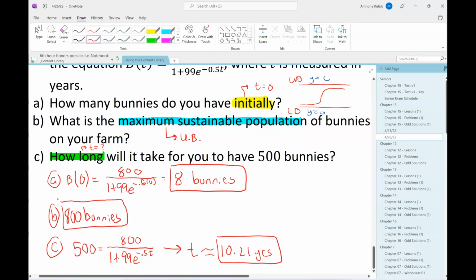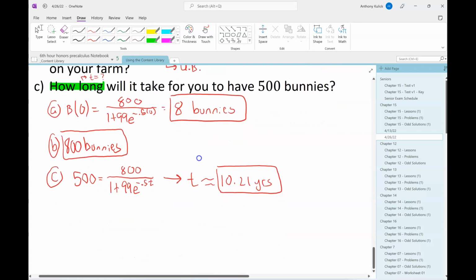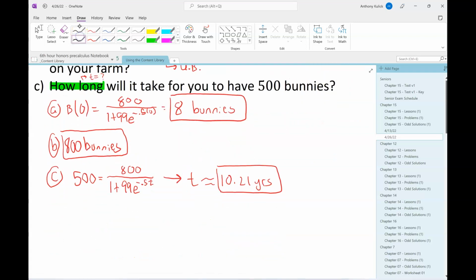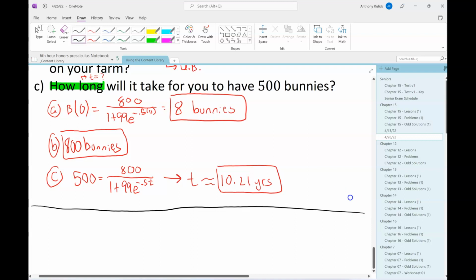Everybody cool? So far, so good? Not too bad, right? All right. That'll wrap up section 15.2. We'll start 15.3 today, or maybe even finish. I don't know. We'll see.